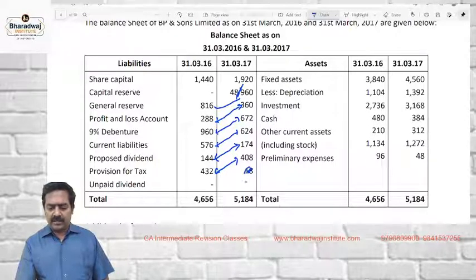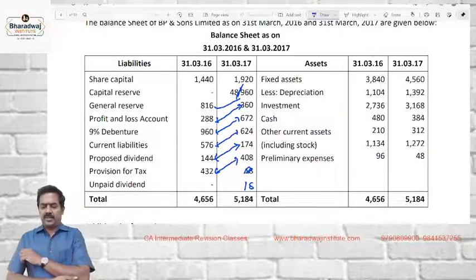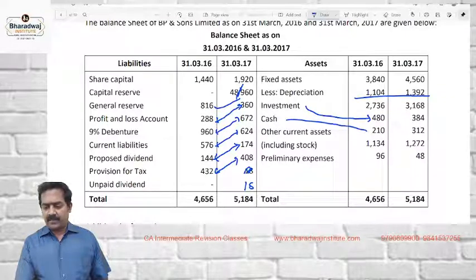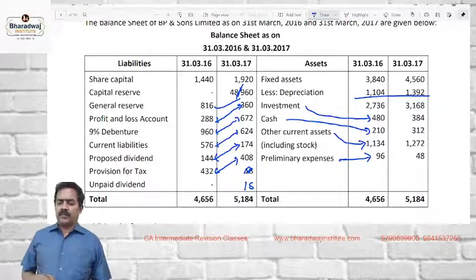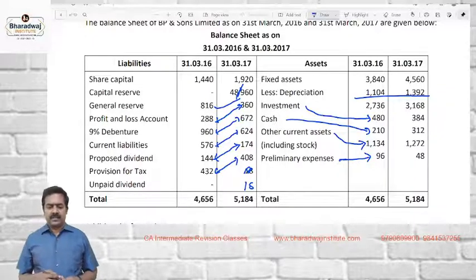This is 18. I hope other things don't have an issue. Here actually this is the balance. Investment is 480, 384. Please make a change and then let us proceed.